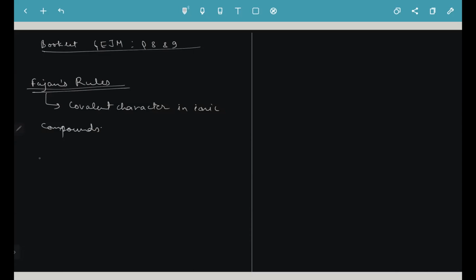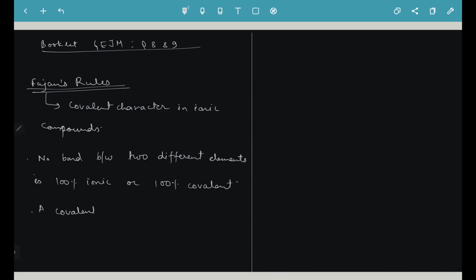So you can write: no bond between two different elements is 100% ionic or 100% covalent. A covalent bond has ionic character due to the electronegativity difference of the bonded atoms.